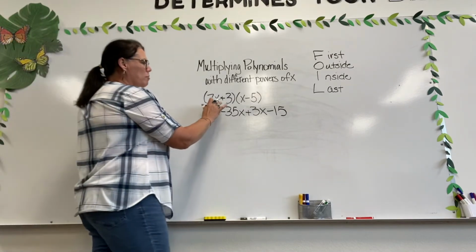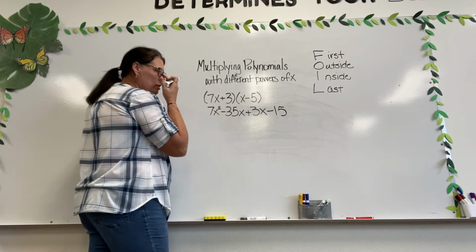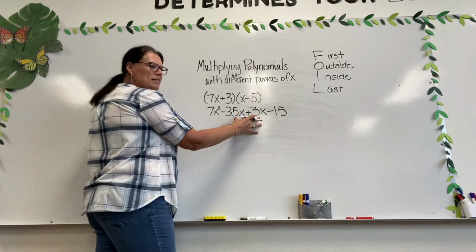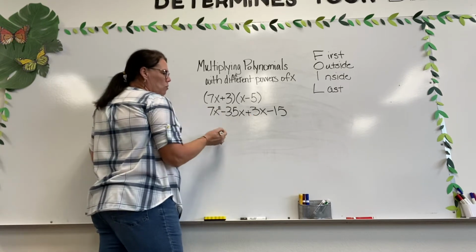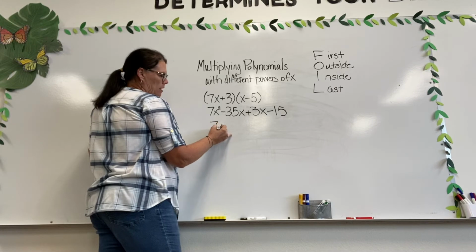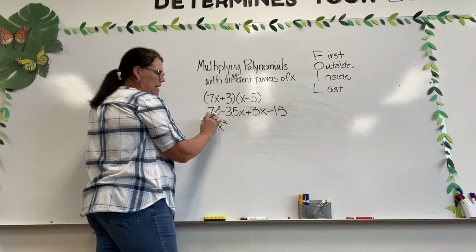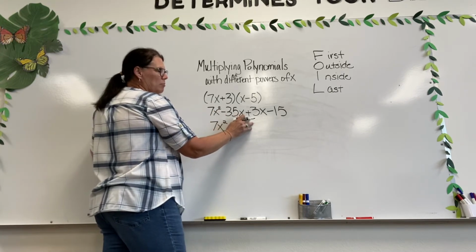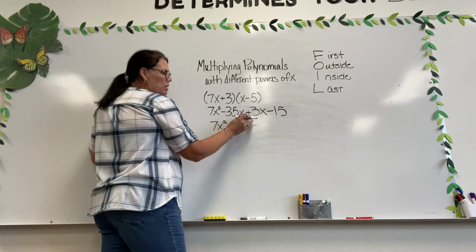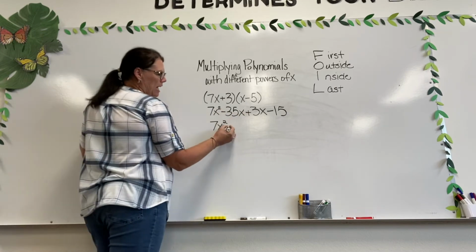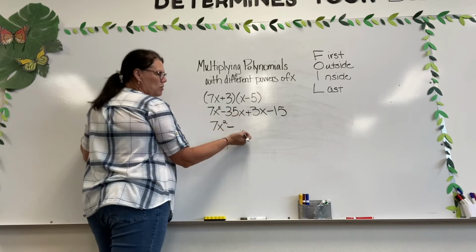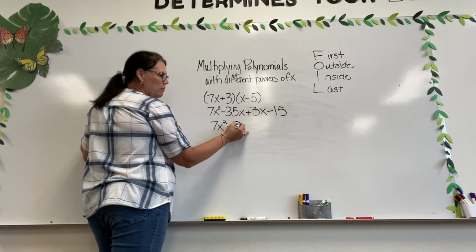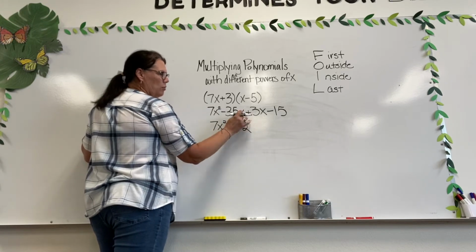So now you have multiplied these two parts of the equation, but you have two numbers that have x's in it, so you need to simplify. You only have one x squared. So you keep that same x squared, 7x squared. You have a negative 35x plus a 3x. When you have two different signs, you take the sign of the largest and you subtract. You add 3 to negative 35, which will give you a negative 32x.